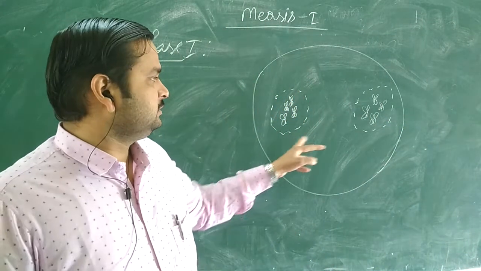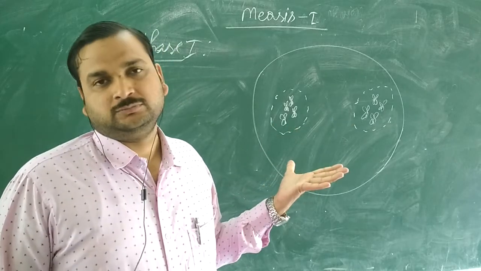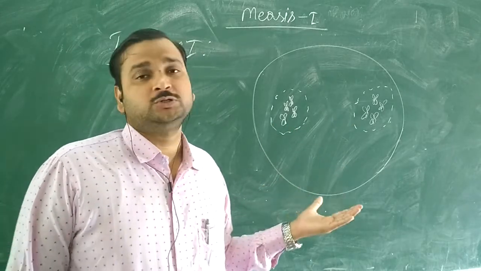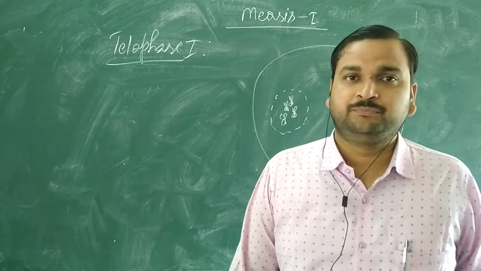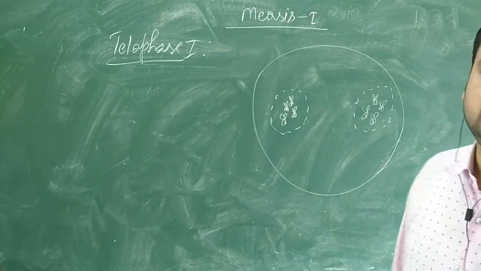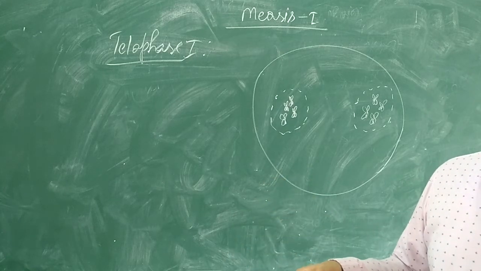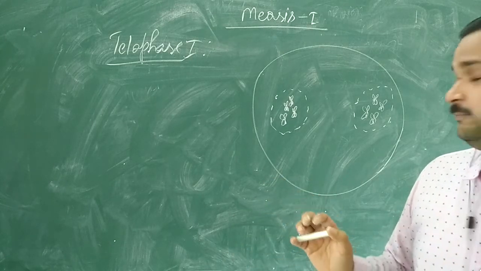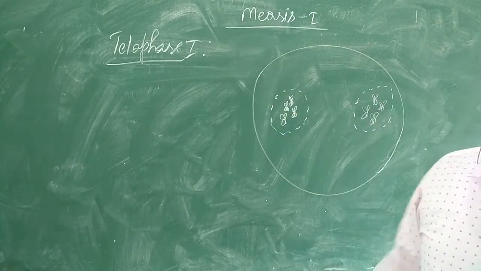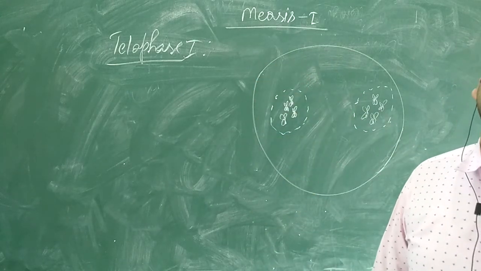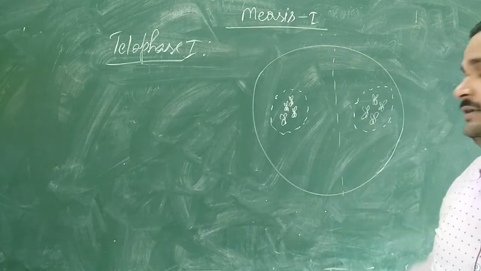Okay. So you can see these two daughter cells which are formed, how many chromosomes do they contain? They contain only 4 chromosomes. We started from how many chromosomes? 8 chromosomes. So they contain only 4 chromosomes, which means the number of chromosomes is reduced to half. Okay. Then what will happen after the telophase first? There will be cytokinesis, which means the cytoplasm will be divided.